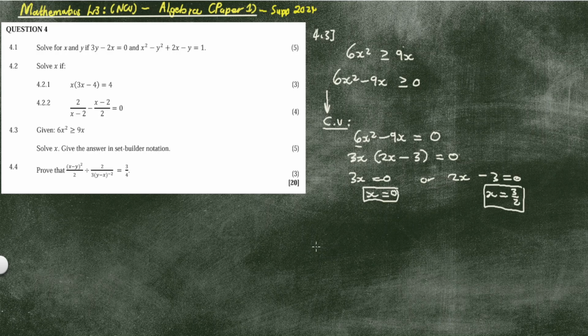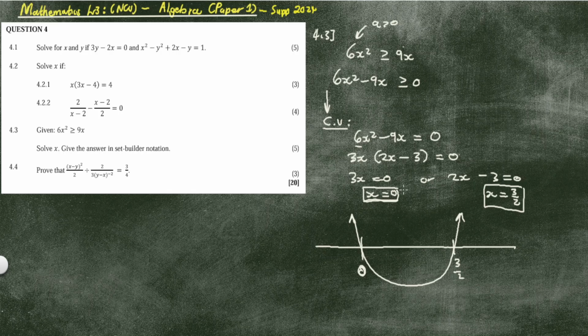Okay, so using the graphical method, since the a value is bigger than 0, meaning that it's positive, it's going to be a smiling graph like this. And then for x equal to 0, we always start with the smallest value. In this case, the critical value that is the smallest between the two is x equal to 0, and another x that is 3 over 2, which is bigger than 0, by the way.